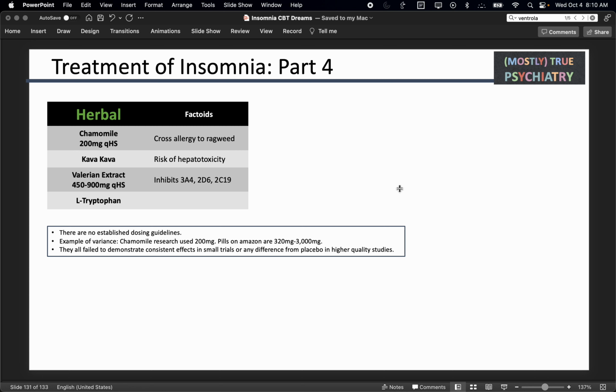Valerian extracts, when I was finding papers and going through my books, some would say up to maybe 900 milligrams at night could be done.